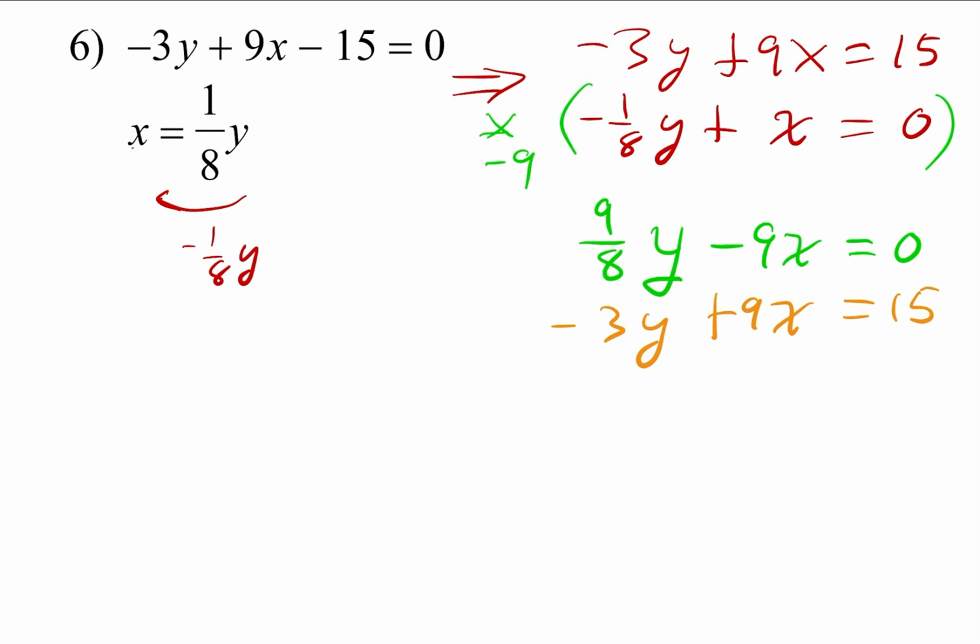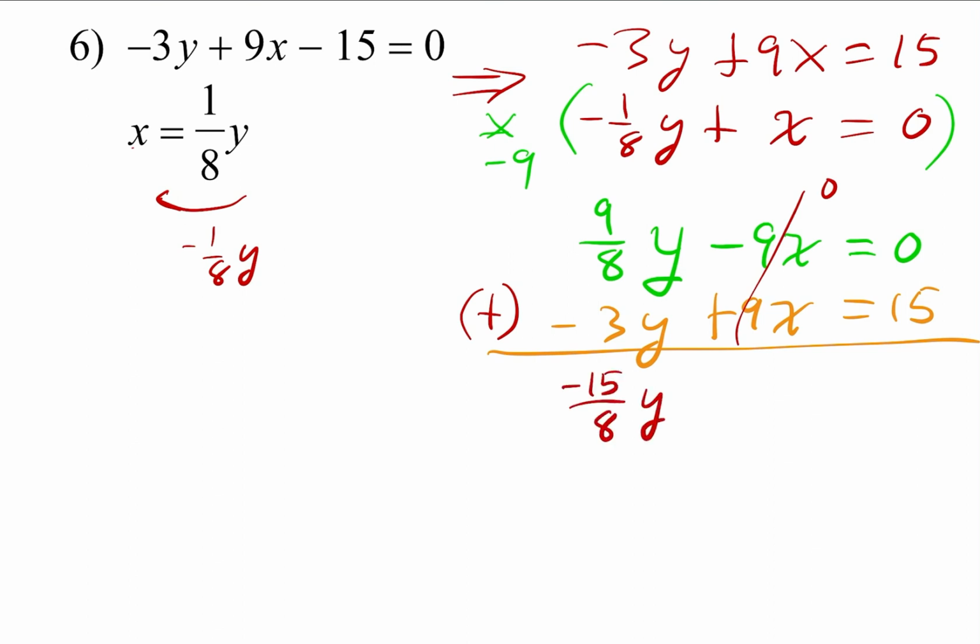Now notice that I have the exact same coefficient on the y's with opposite signs, so we're going to go ahead and add those two equations together. The x's are eliminated, and I'm left with 9/8 plus negative 3, which gives us negative 15/8 of a y. And then we have that equals 15.